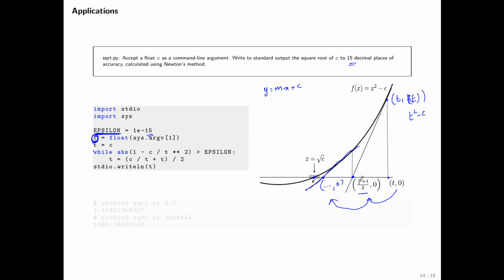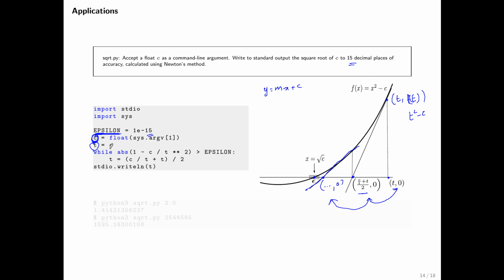So that t that you see here is our initial guess for the square root of a number, and we say that initially the square root is simply c. Our initial guess is the input number c, which is certainly not always correct, but that's okay. We're going to improve on that, right?